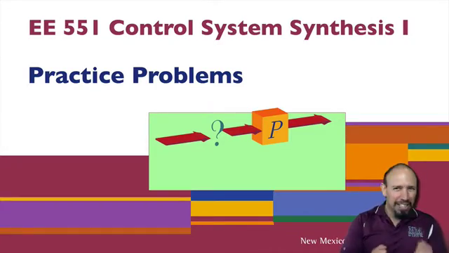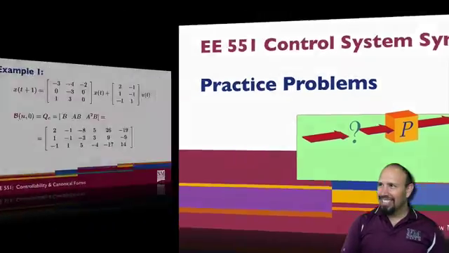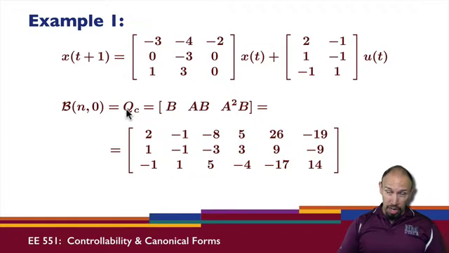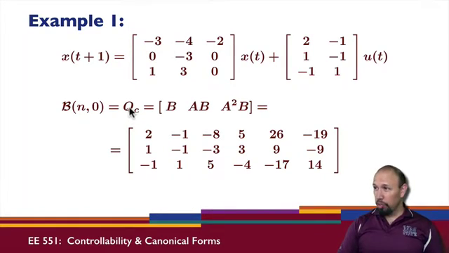All right, let's look at some practice problems. Okay, in this first example, I have this discrete time system. I go ahead and form the control map up to time n, which in this case is 3, and which also happens to be giving us the controllability matrix. So here's B, here's A times B, there's A squared times B.